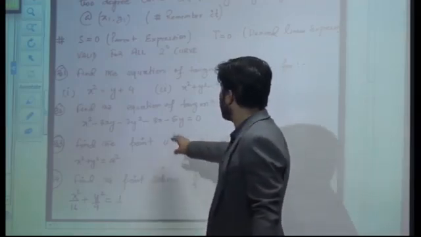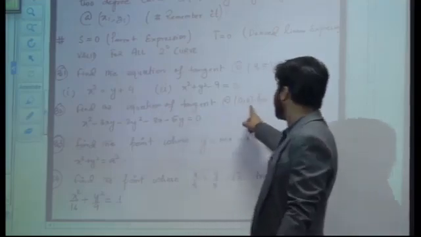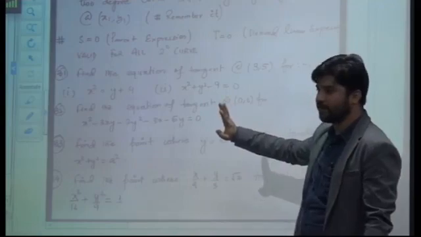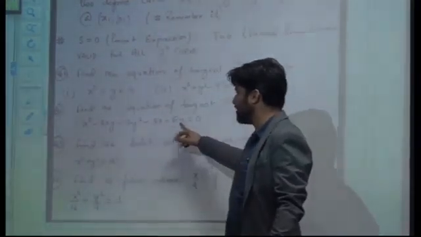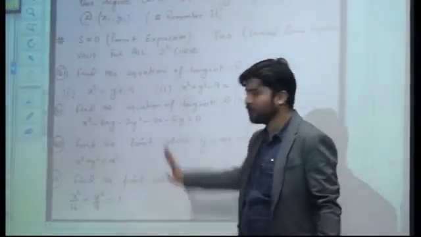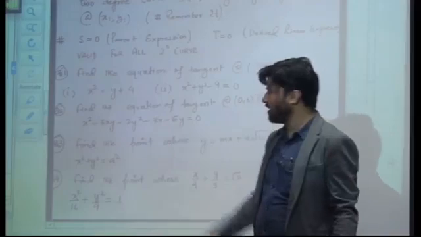ओके, क्वेश्चन नंबर 32, फाइंड द इक्वेशन ऑफ टेंजेंट एट (0, 0), ठीक है, because (0, 0) satisfy it, right? 0, 0 is satisfying this, so basically it is a point of contact lying on the curve. Now you have to write the equation of tangent.